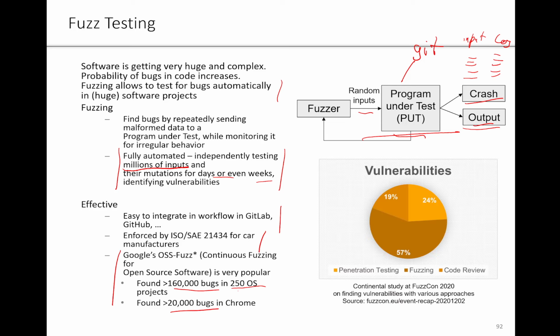And this is from some conference in 2020, they did a study on where bugs are found. So penetration testing, actively by some clever people looking for bugs, 24%, code review, 19% only. And even with, I'm not sure whether static analysis has been a thing at that time, but fuzzing, 57%, this is just overwhelming. So this is the best way to find bugs in code that you have.